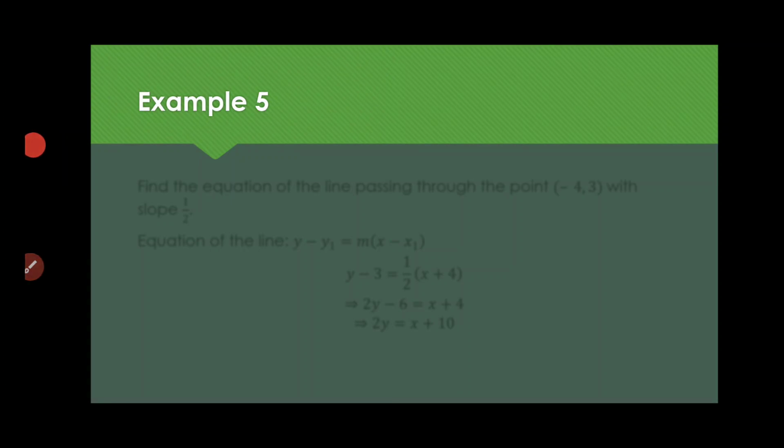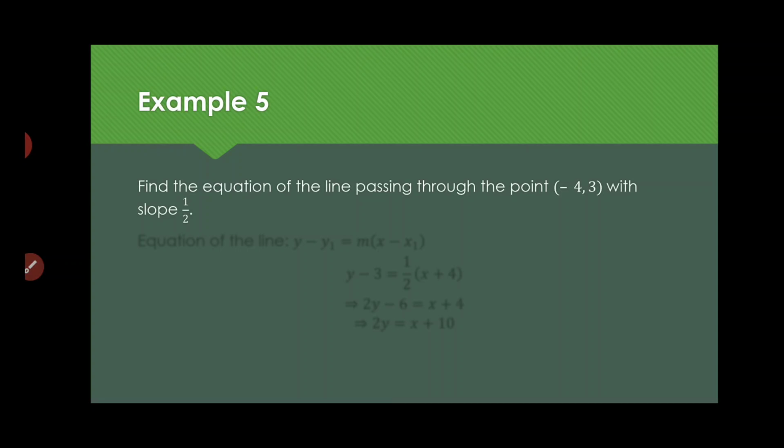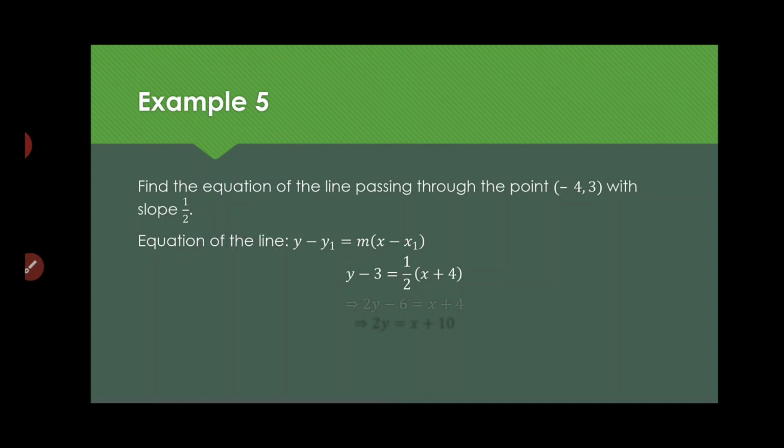So for the first example, or chronologically the fifth example, find the equation of the line passing through the point (-4, 3) with slope half. So what are the things given? You are given a point and you are given the slope. So you are supposed to make use of the point slope form. The equation of the line looks something like this. Put the values, calculate, and you get this as your answer.